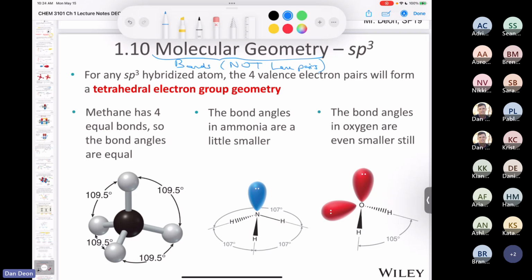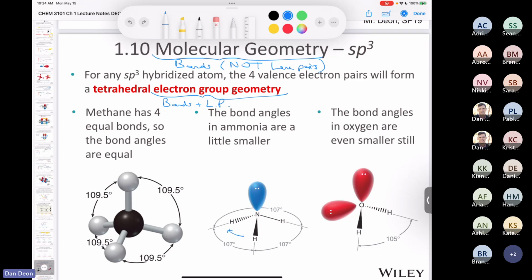Now, even though their electron geometry is the same, because electron geometry, so we'll put electron group, considers bonds and lone pairs, so I'll just put LP for lone pairs. Even though these all have a tetrahedral electron geometry, their bond angles are going to be slightly different because the lone pairs cause greater repulsion and force the atoms a little bit closer together.